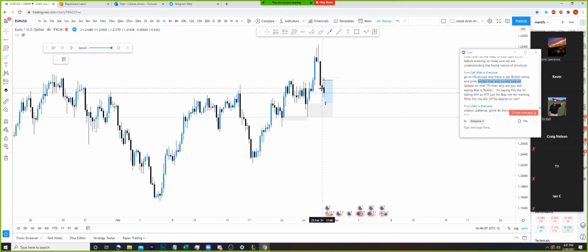I don't want to unplay this chart because we're going to be looking at this entry in a sec, because I said we're going to work through how I caught my sell for my verification. So you're saying price broke down here, which it did, and that has shifted bearish, yes. I'm taking the 4-hour as a higher time frame just for bias, not for market POS. For me, is the 4-hour bearish or not?